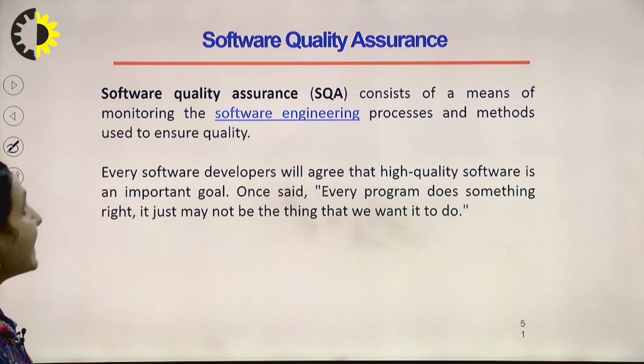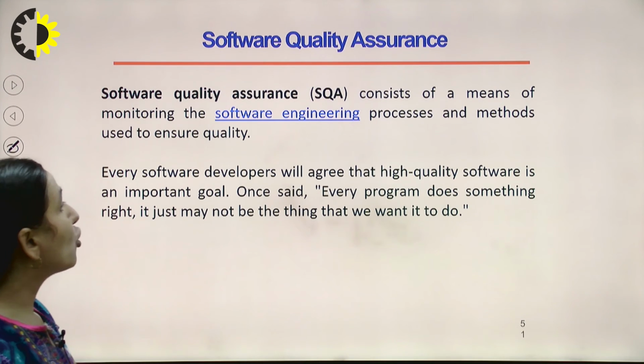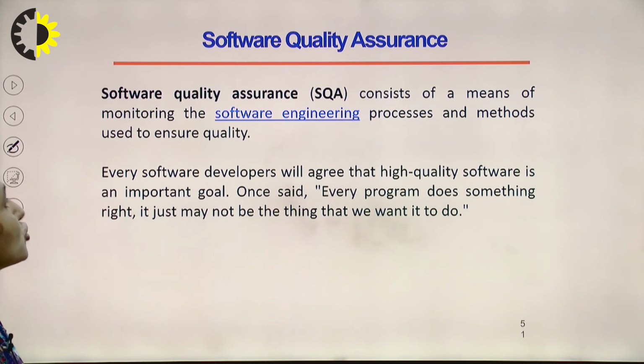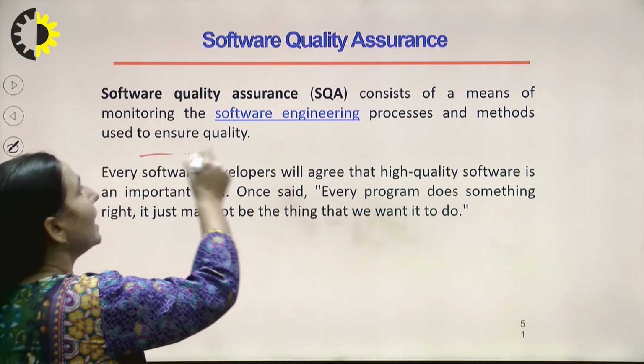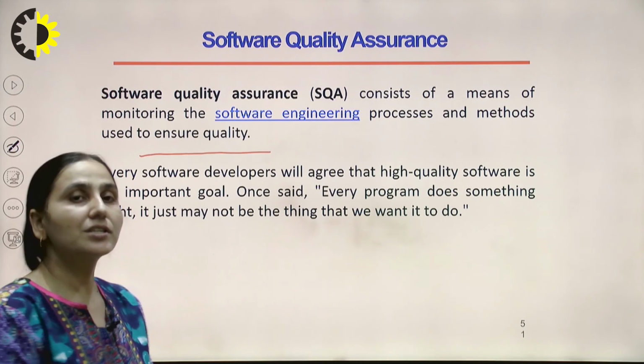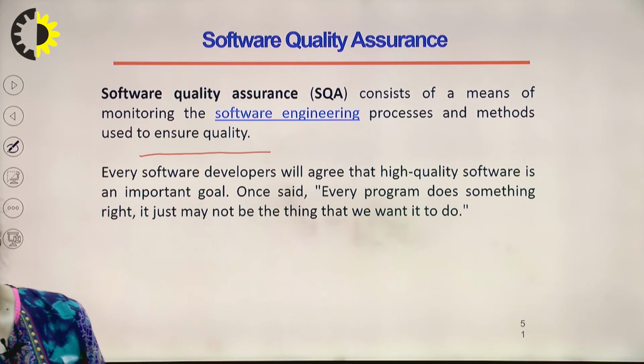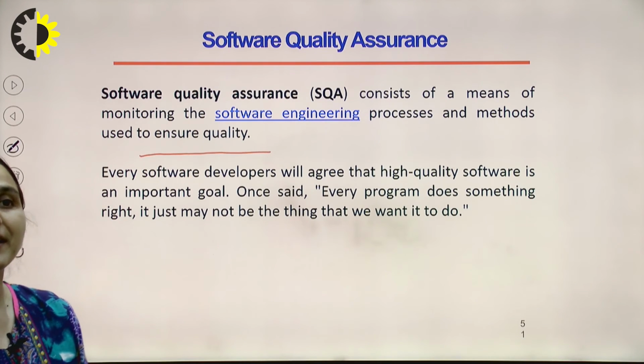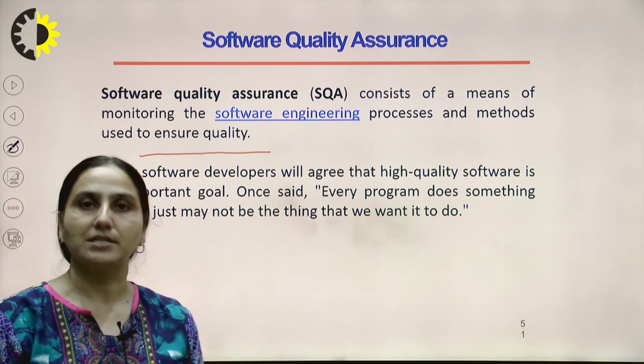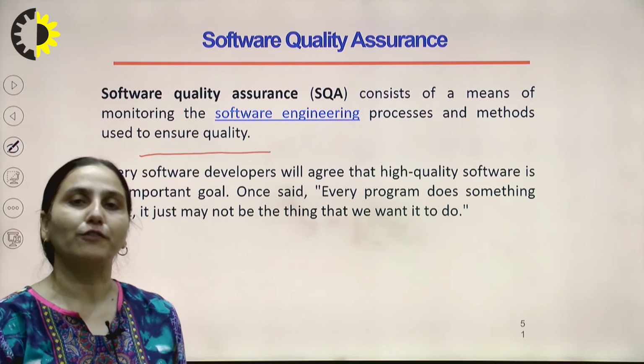Now, what is SQA? That is software quality assurance. SQA consists of a means of monitoring the software engineering process and methods which are used to ensure quality. Alright. So, this is basically a mechanism with the help of which we monitor the complete process of software engineering.